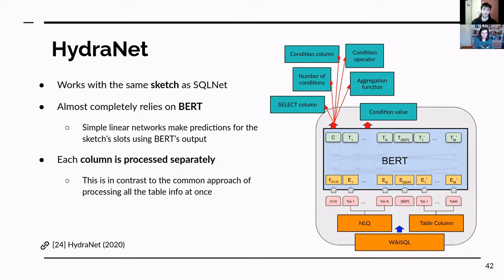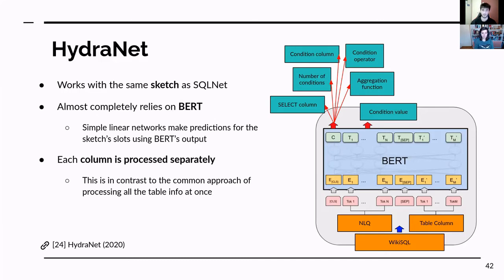Moving on, HydraNet is another sketch-based approach that works with the same sketch as SQLnet. Its main feature is that it relies completely on BERT. It only uses BERT and some simple linear networks that process BERT's output to make predictions. And we could say that it follows the way BERT was pre-trained, and it's a very natural implementation using BERT.